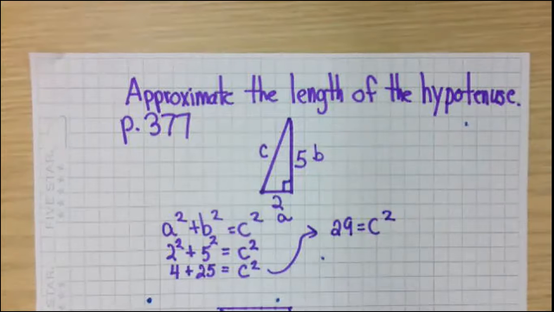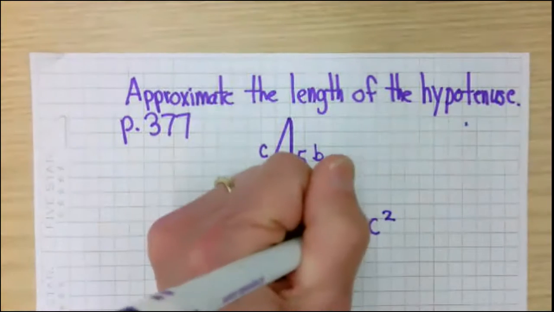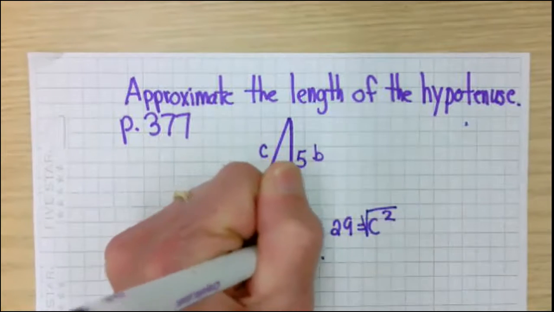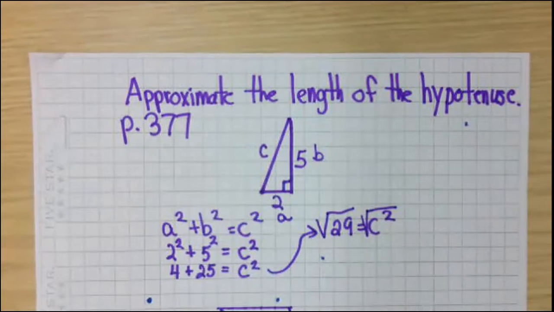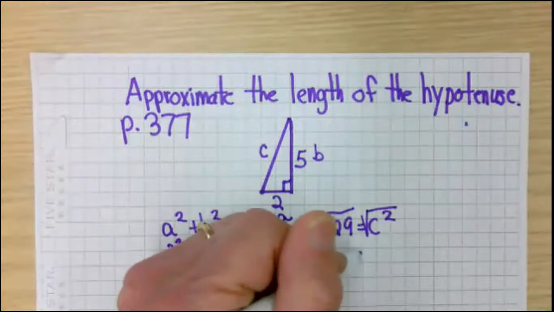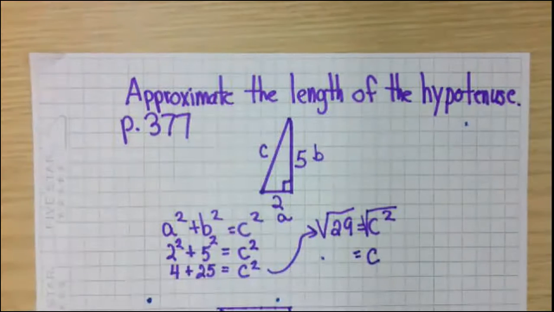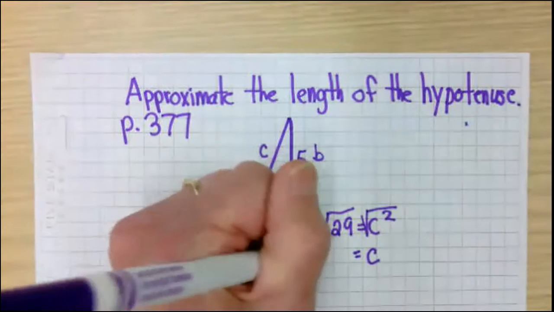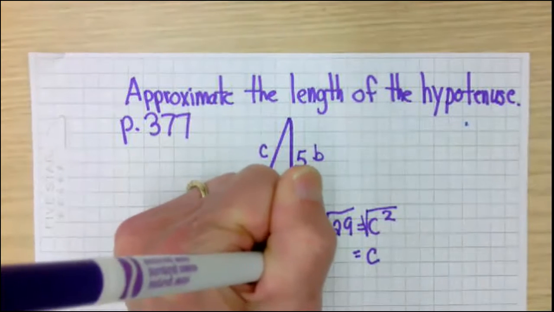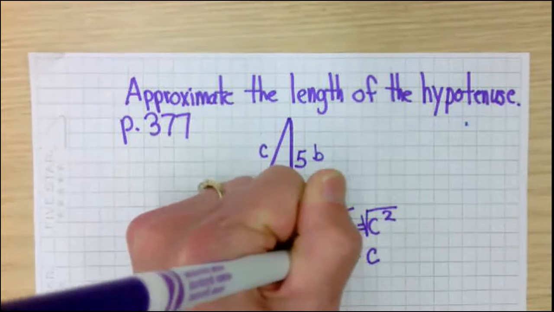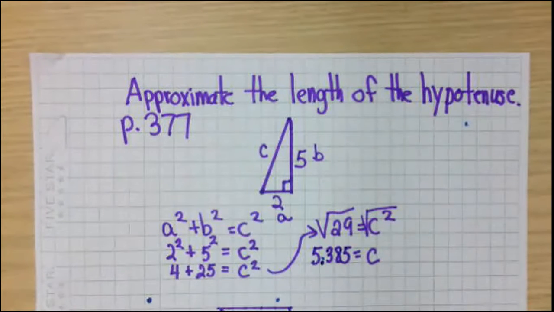How do I find c? I take the square root of both sides. So the square root of c squared is just c, because c times c is c squared. And the square root of 29, I'm most likely going to have to use my calculator for, or you can estimate, right? So it's going to be 5.385, and we're going to do it to the nearest tenth.